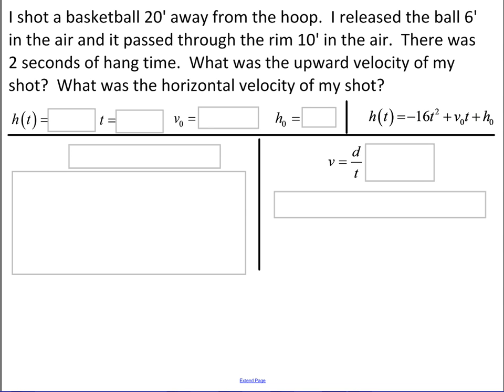There was 2 seconds of hang time, which means that from the time I shot it, 1 1,000, 2 1,000, then it went through the rim.